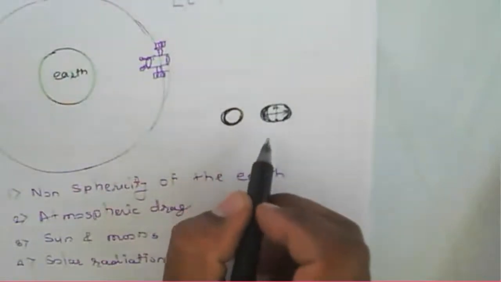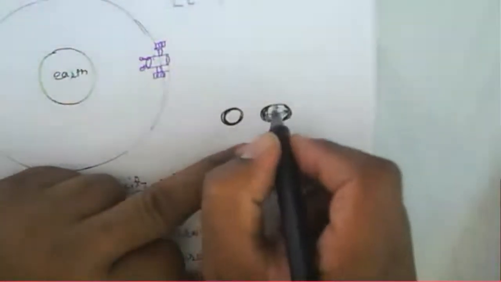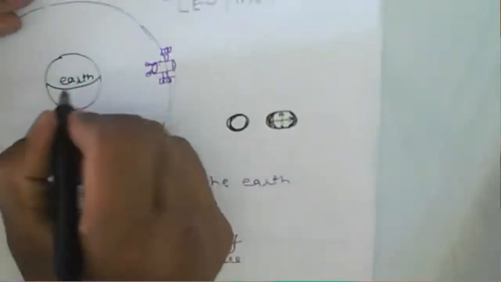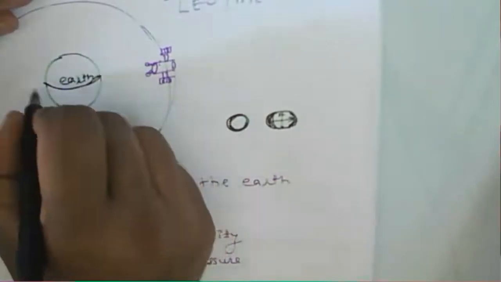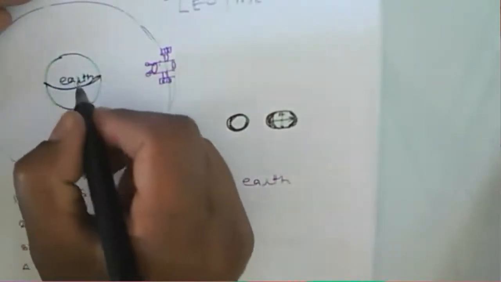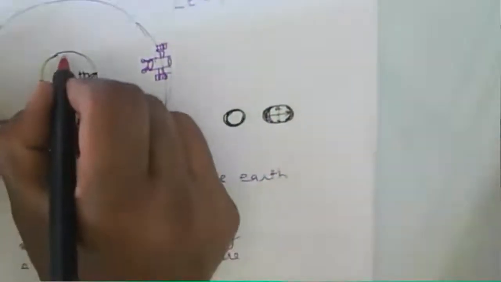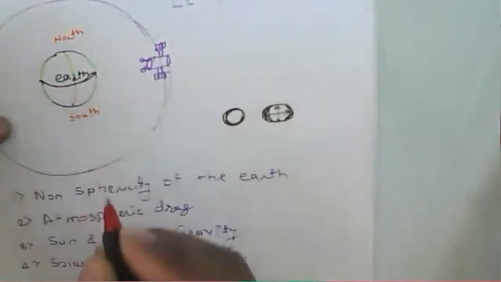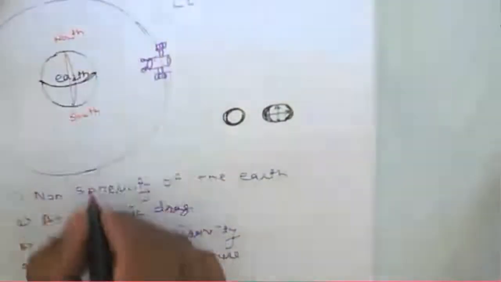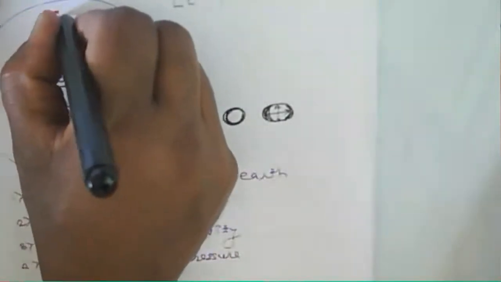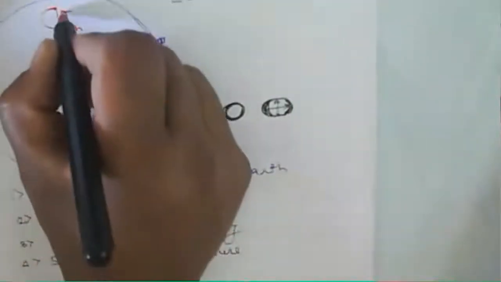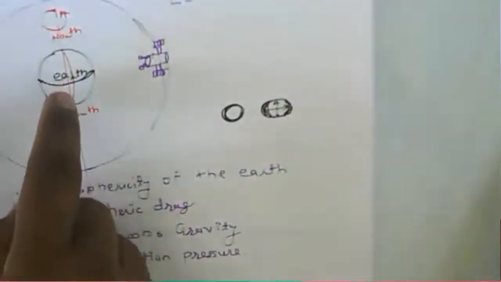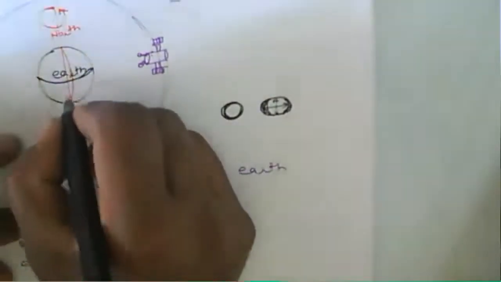And because the shape of the Earth is not circular, there will be a difference in the radius. If you see the Earth radius along the equator, and the Earth radius along the north and south poles. This one is the north and this one is the south pole. So generally, if you draw it, it is rotating likewise. Okay, that is about the rotation of the Earth.